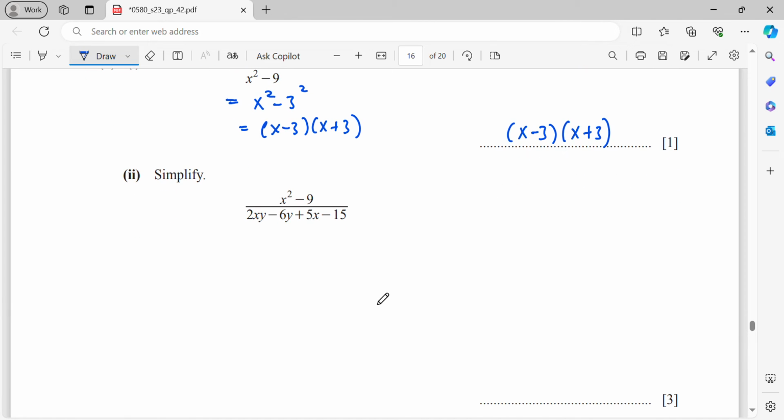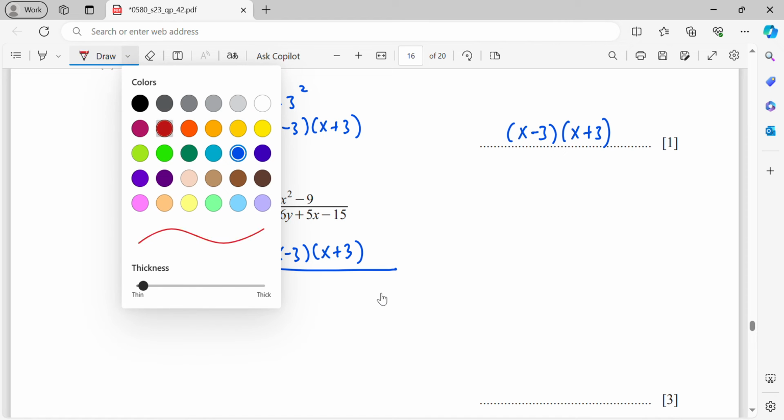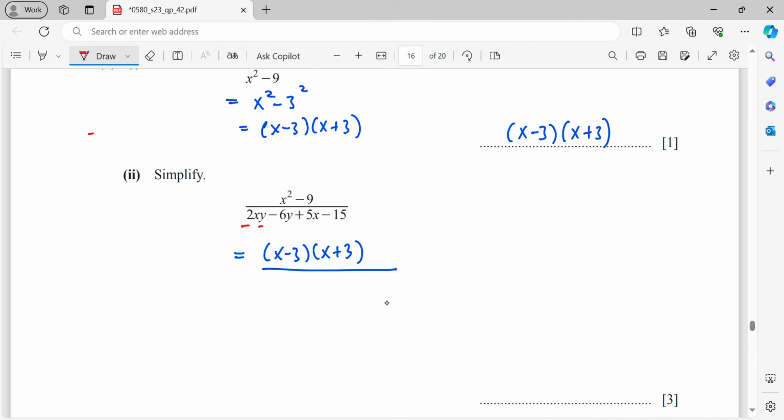For question number 2, the numerator is x squared minus 9. Therefore, you can just change it to x minus 3 times x plus 3, over, for the denominator, I notice that here you have 2y. So I can factorize 2y from 6y. And then for the third and fourth term, I can factorize 5.